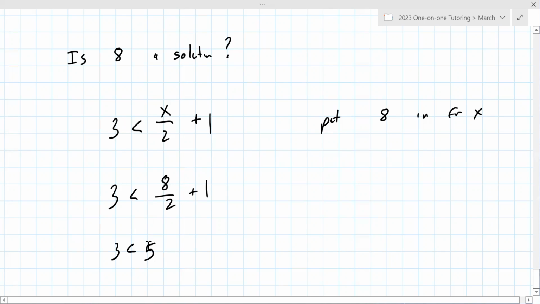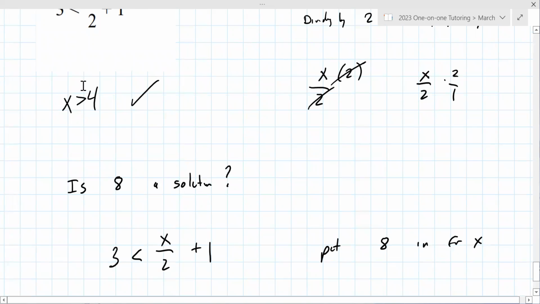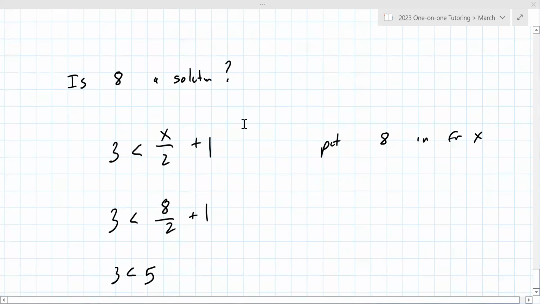Is this a true statement? No. Is 3 less than 5? Oh, yes, sorry. So it's a question, right? Is 3 less than 5? Yes, it is. That's true. And we knew 8 is greater than 4. Do you see that? Yes. So we knew that it was a solution. So when you put it into the original problem, you should get something that works.